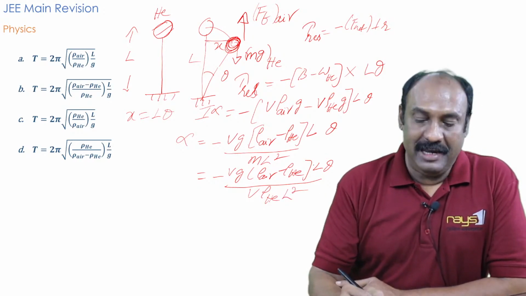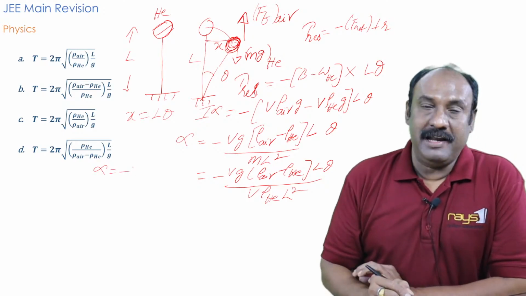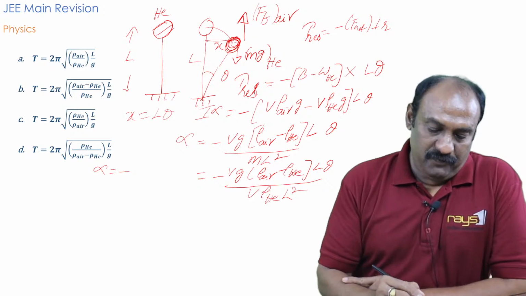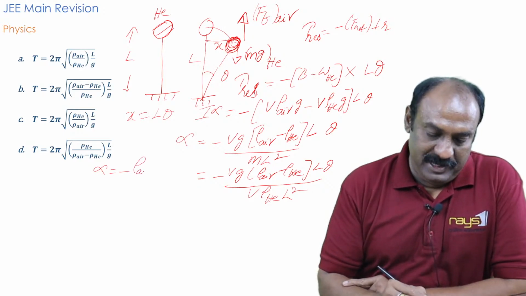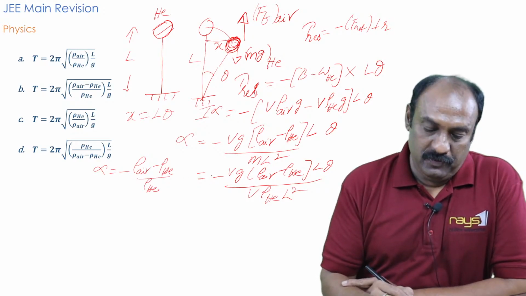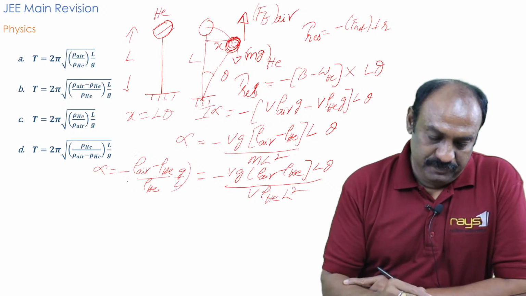Okay. So here L gets cancelled. V gets cancelled. So alpha is equal to minus of density of the air minus density of the helium, by density of the helium, into g by L into theta.